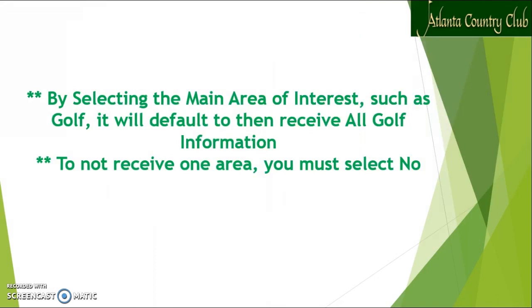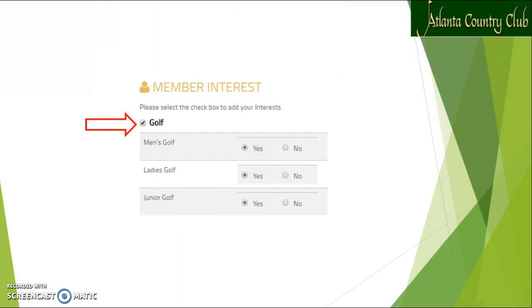Also, by selecting the main area of interest, such as golf, it will automatically default for you to receive all of golf information. So in order for you not to receive it, you must select no. Visually, this is what it would look like. If we check the box for golf, automatically the yes buttons appear for all of the categories, men's golf, ladies golf, and junior golf. If there was one specific area you were not interested in, you would need to select no in order for that to apply.